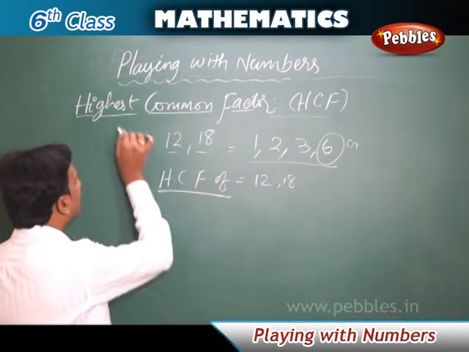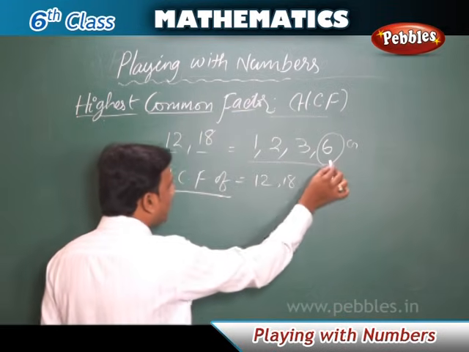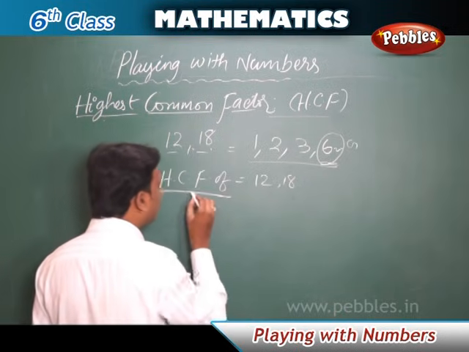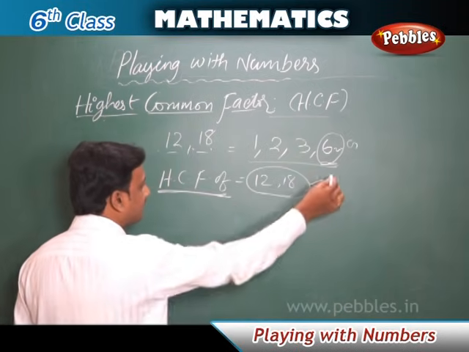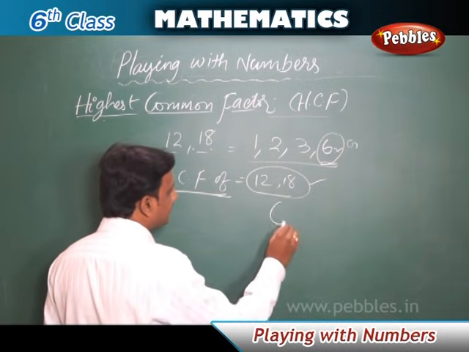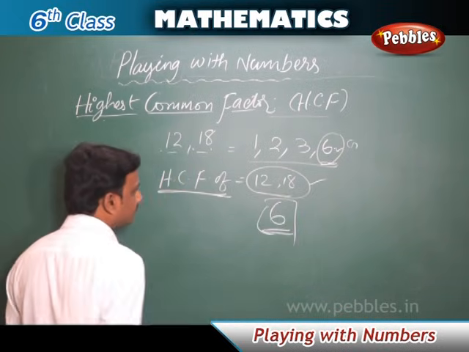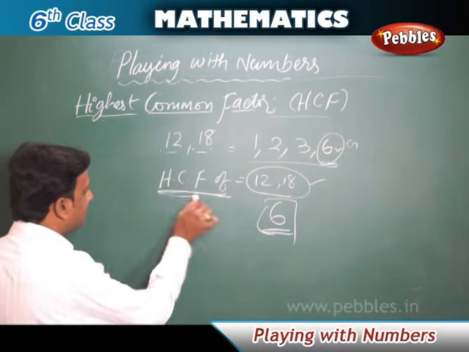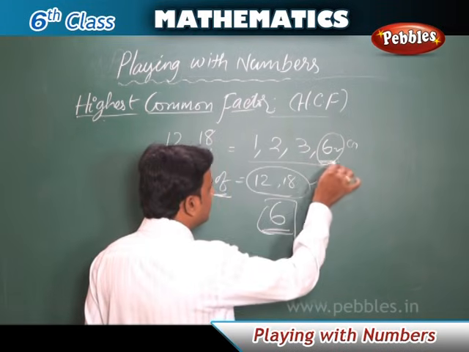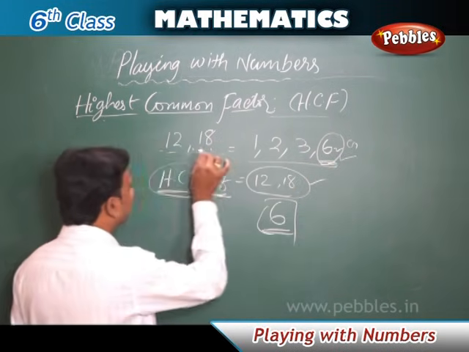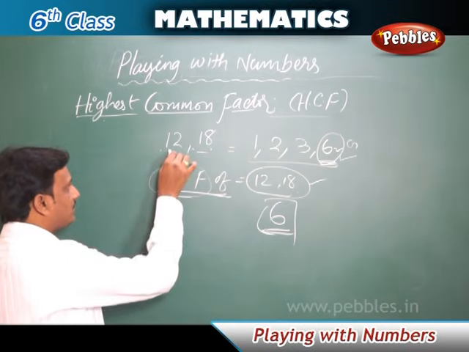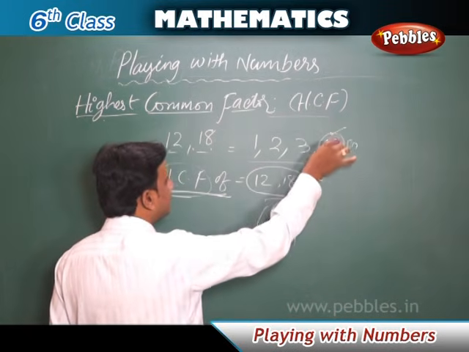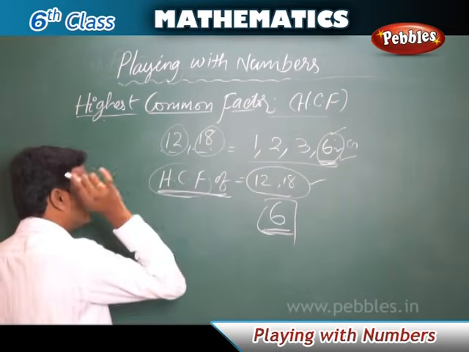What is this HCF? Highest common factor. Among the common factors of the given numbers, the highest number is called the HCF. So the HCF of 12 and 18 is 6. From this example, we understand that HCF is the highest common factor of the given numbers. These two numbers have these factors. Among these factors, the greatest number is the HCF of these two numbers.